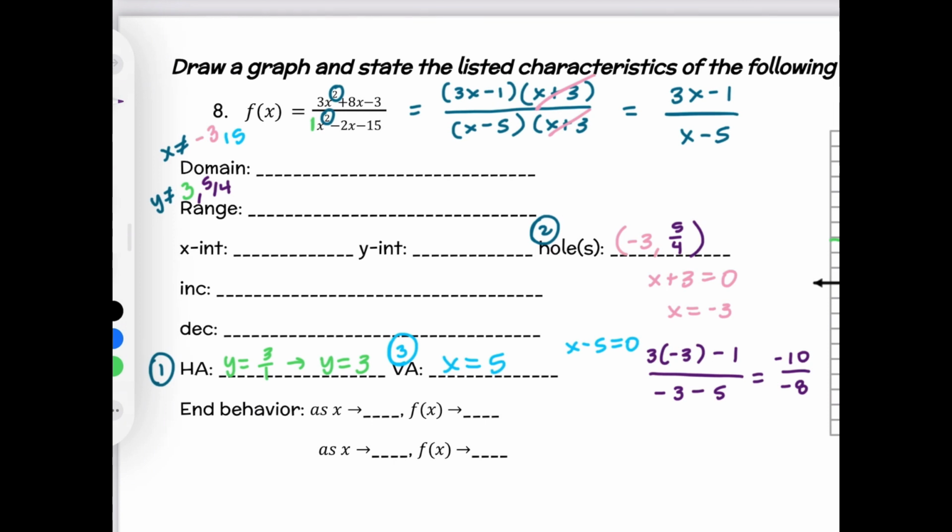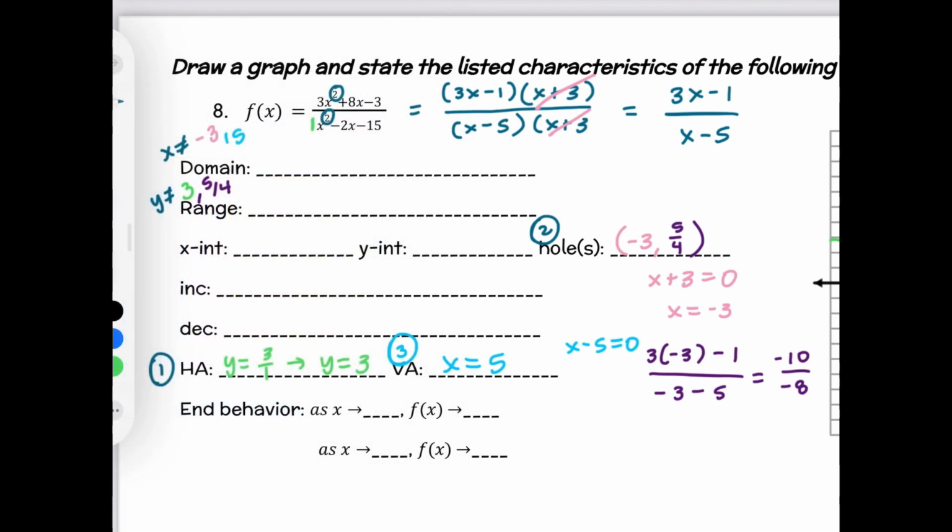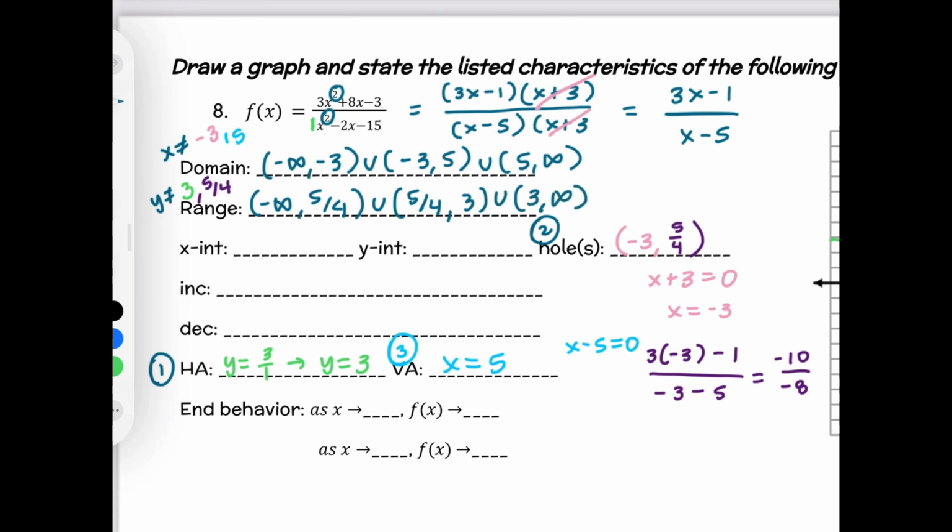Okay, so knowing that is like the biggest part of this, and then what you want to do is just write it in interval notation. So we write it from least to greatest. We start at -infinity, go to -3, -3 to 5, 5 to infinity. All right, and then for our range, we would do -infinity to 5 over 4, 5 over 4 to 3, union 3 to infinity.